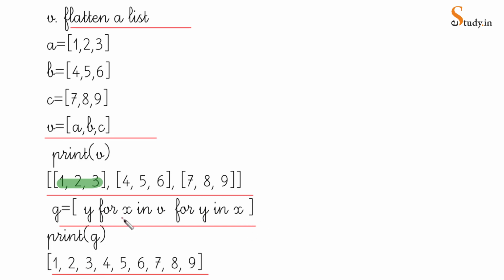Then again it will go through this loop for X in V. What is the new value of X now? The new value of X is 4, 5, 6, the second element of this list V, which is this entire list. This entire list is X, which is passed on to this second loop. For Y in X, what is the value of Y now? 4, 5 and 6 individually. Then the last value of X in V is this entire list, 7, 8, 9. So Y will iterate through this, and we get this. This is how we can flatten a list.